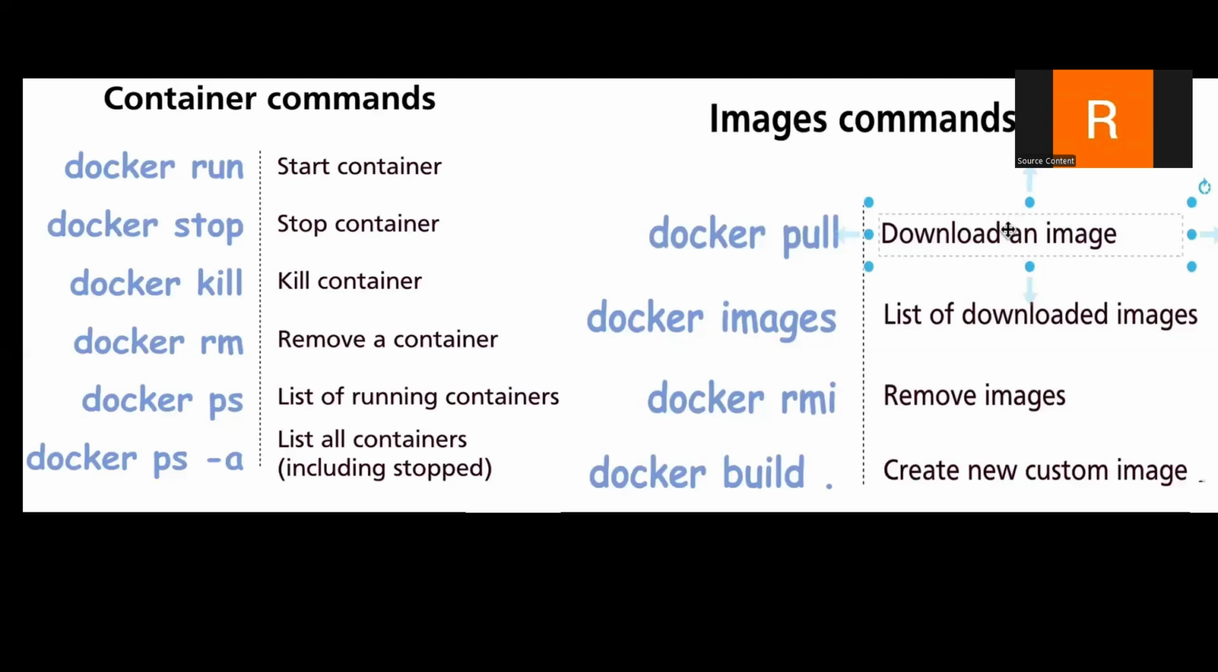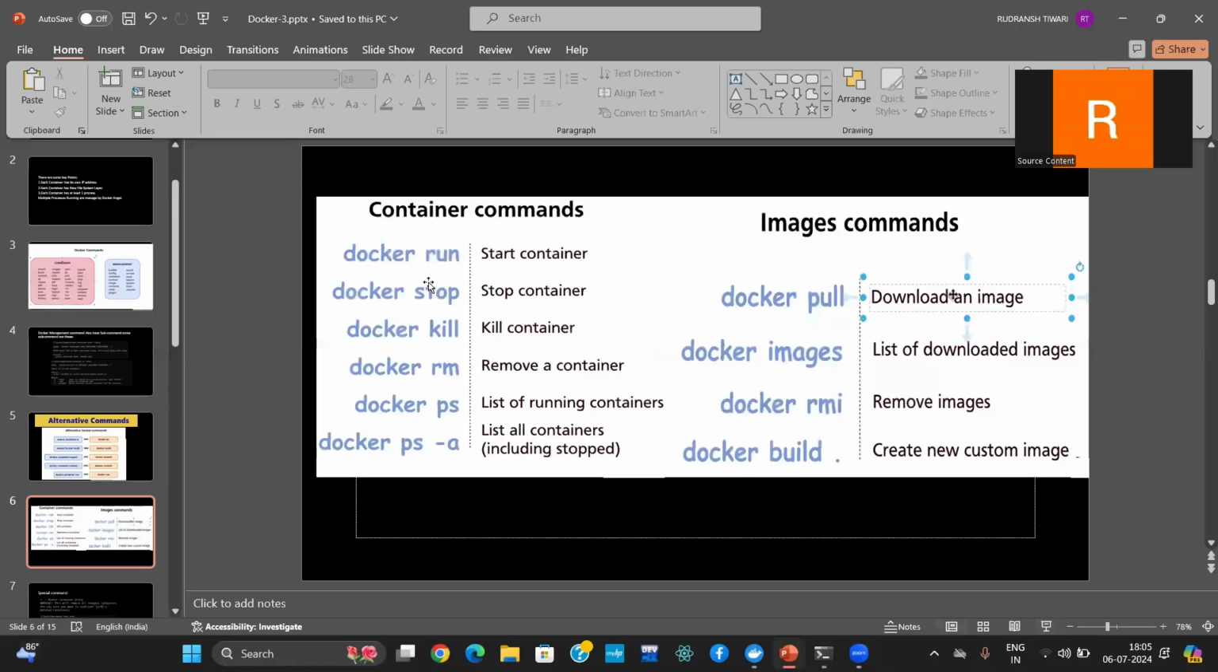Then I use docker rm to remove a container. What does docker ps do? It lists all the containers which are running, and if I also want to know about the stopped containers, then I use docker ps -a. So these are some container commands.